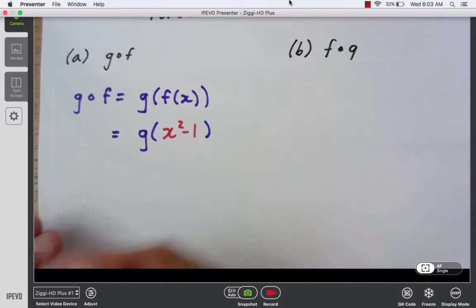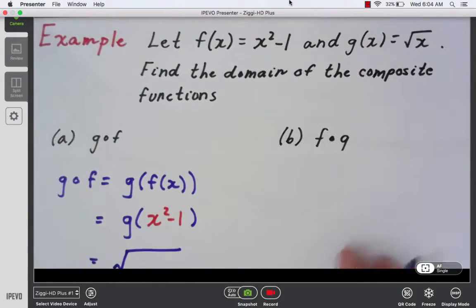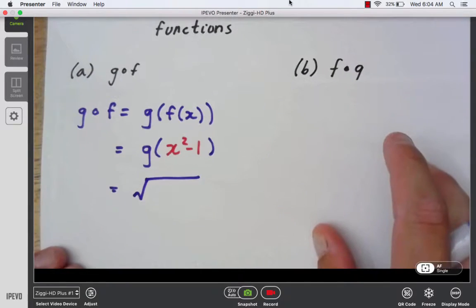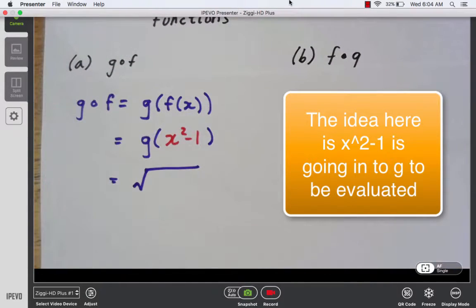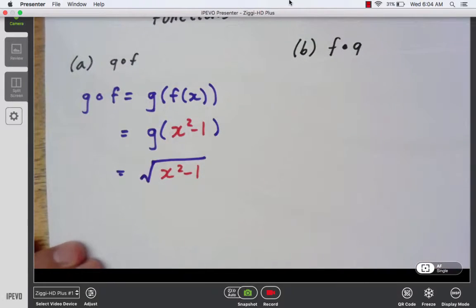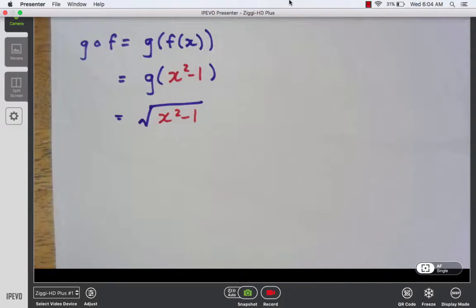Now I know that g is the square root of x, so the idea here is wherever you see an x in g, you replace it with x squared minus 1. Thankfully there's only one x value, so it just becomes the square root of x squared minus 1. Now we've got the composition, so what you can do now is actually find the domain.